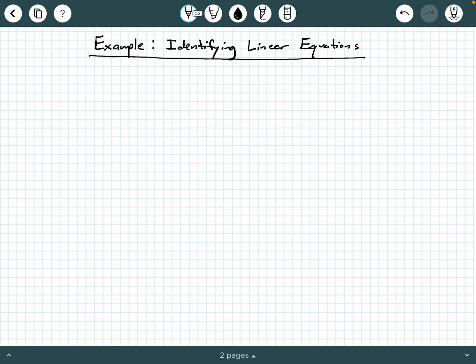Hi everybody, this is Dr. A, and in this video we are going to be exploring an example of identifying linear equations. So we're going to have a few different equations here where we're going to be asked to determine if they are linear or not, and then state why they are linear or why they are not linear.